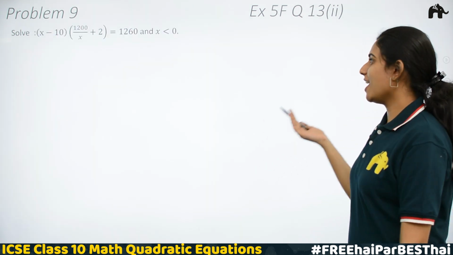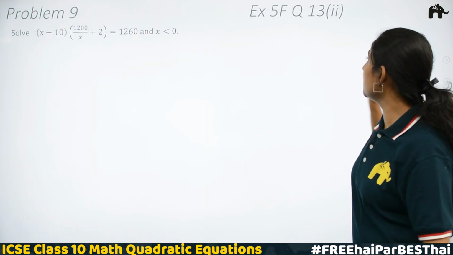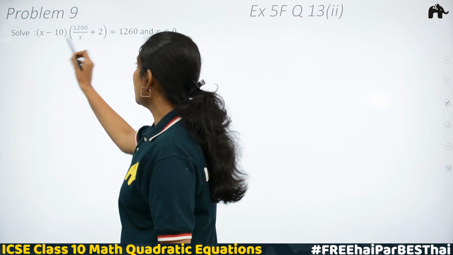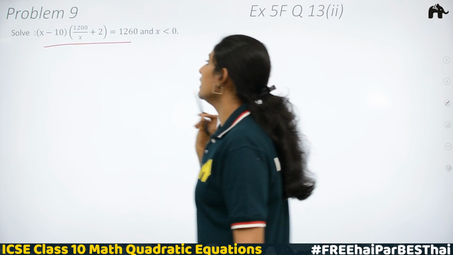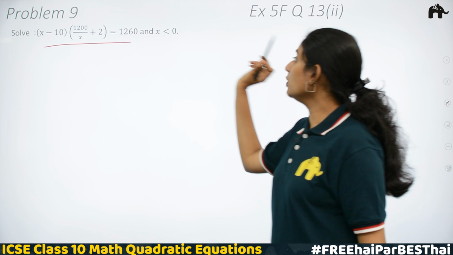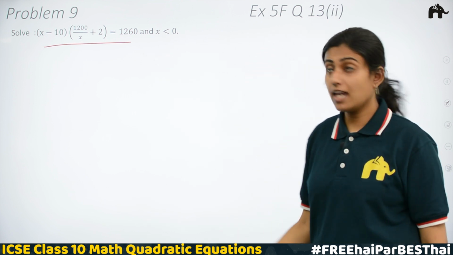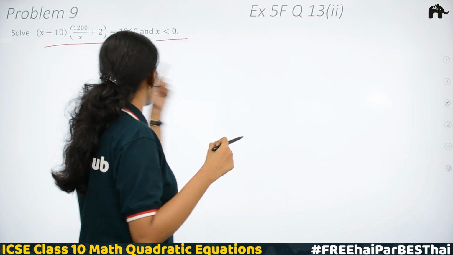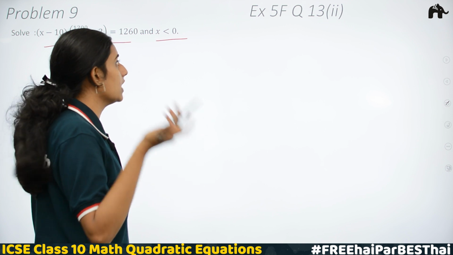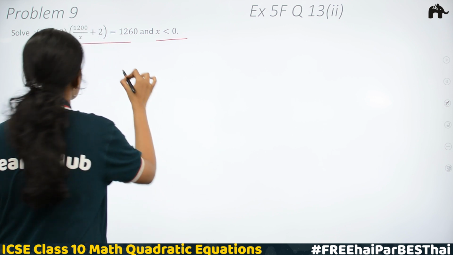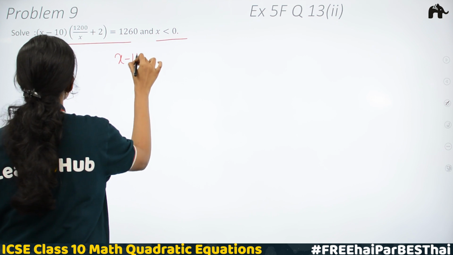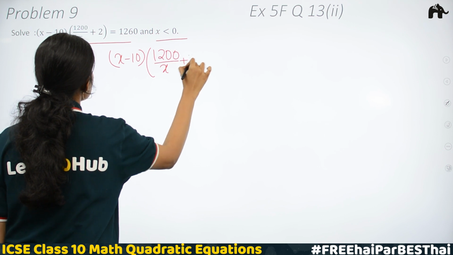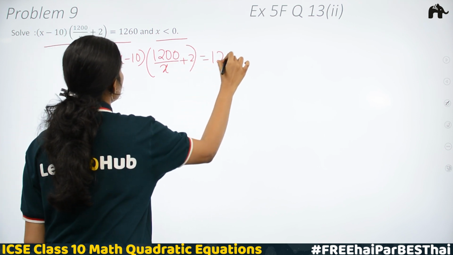Okay, here is our last problem for today, problem 9, question number 13.2 of exercise 5F. Solve (x minus 10) into (1200 by (x plus 2)) is equal to 1260, and the condition is x less than 0. Okay, here we have brackets, we have fractions. We need to first remove all this to get the standard form of quadratic equation. The equation is (x minus 10) into 1200 by (x plus 2) is equal to 1260.